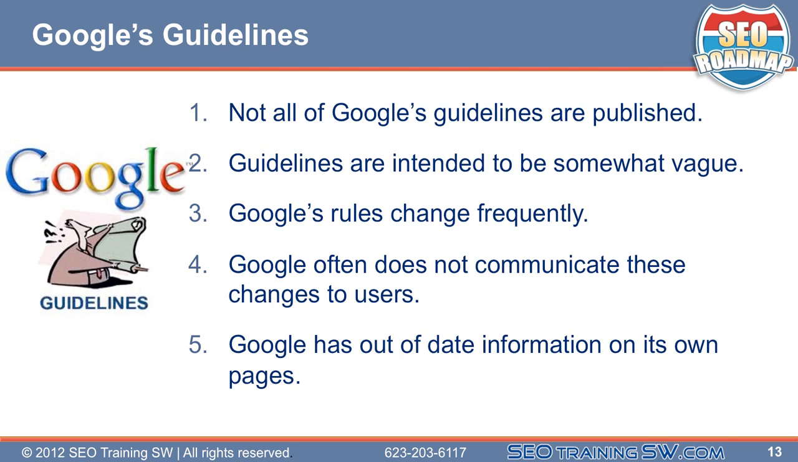Now, let's talk about some of Google's guidelines. Not all of Google's guidelines are published. Google's guidelines are intended to be vague. And Google changes their guidelines frequently. And they often don't communicate these changes to us, the user. In fact, if you do a lot of searching for Google Plus or Google Places information, you're going to find a lot of that information outdated.